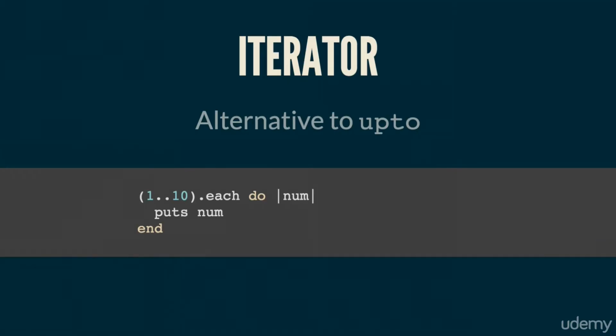In addition to selecting elements from strings, arrays, or other enumerable types, we can use ranges to do iteration. For example, as an alternative to up to, we can define a range 1 to 10 using the two period symbols in the middle, 1 period period 10 or 1 dot dot 10, then call each on that range. Note that I have to put the round brackets around the range so that Ruby knows we're calling each on the range itself and not on 10. Then we pass a block argument to the block, in this case num, and we simply print this out.